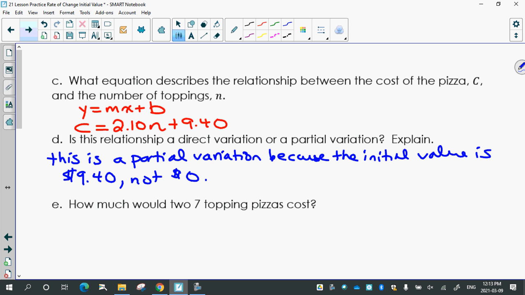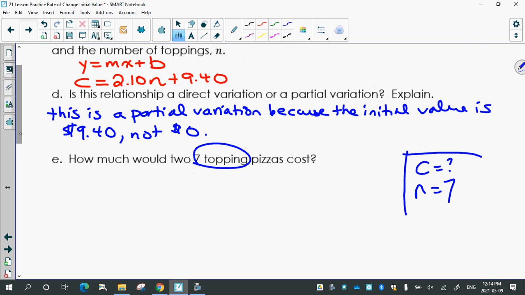How much would 2 7-topping pizzas cost? Plan for this one? Yep. Use the equation and insert the number of toppings. Okay, so you can find out how much one 7-topping pizza costs using the equation and then times your answer by 2. Yep, that's how I would do it. Lovely. So you're given, here's our equation. We're finding C when we know there's 7 toppings. And then we have to times it by 2 because there's 2 pizzas.